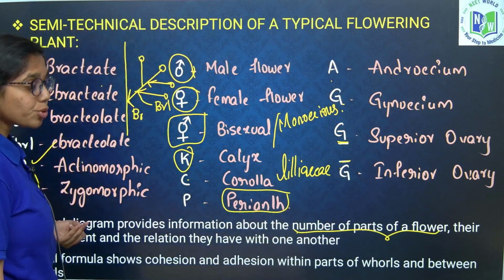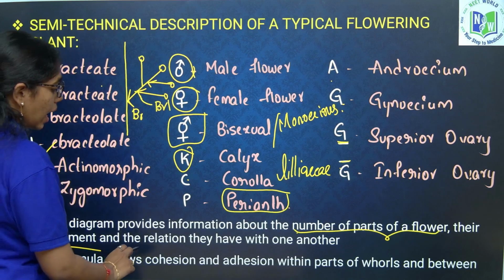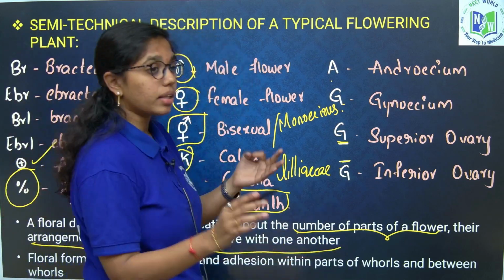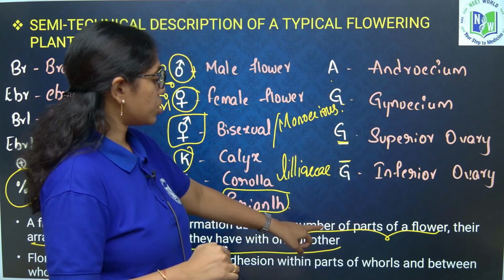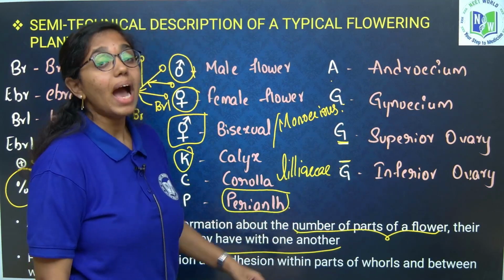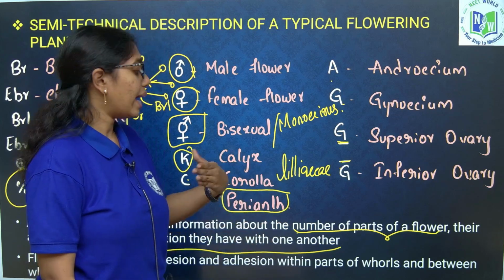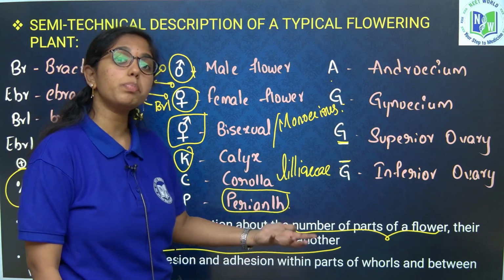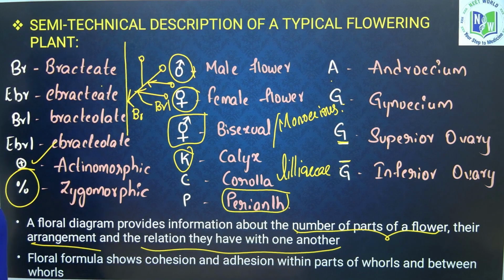Secondly, the arrangement of each whorl, how they are arranged. And thirdly, the relation they have with one another, how one whorl is connected to the other whorl. This is the information the floral diagram provides. It also gives information about the arrangement of petals or sepals, that is aestivation, and the arrangement of ovules, that is placentation. About all this, the floral diagram gives information.